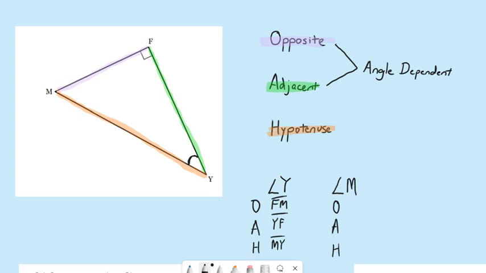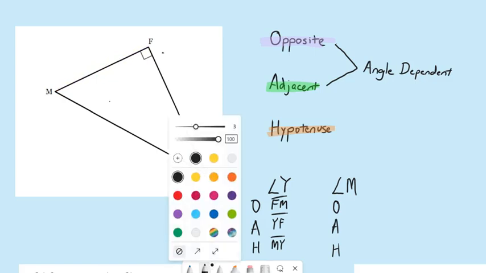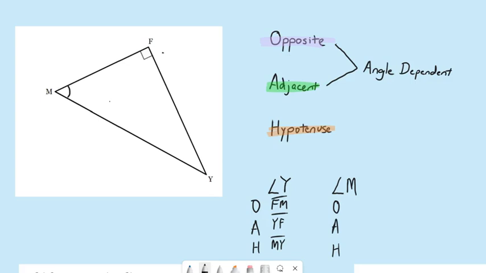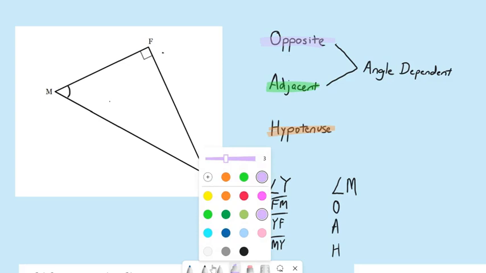Now let's view it from another perspective. Let's view it from the perspective of angle M. So I'm going to erase these guys right here. And now I'll view it from the perspective of angle M. Okay. So let's start with opposite. What is opposite? Well, opposite is going to be M. Oh, wait, no. Sorry, F.